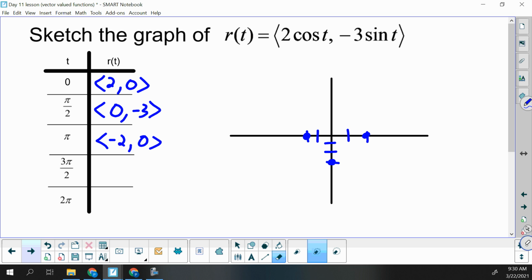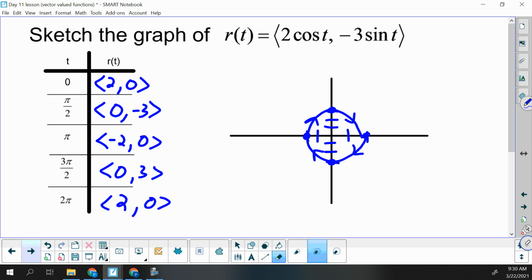3 pi over 2, cos is 0. Sine is negative 1, so when you do times the negative 3, that gives us positive 3. And our last one, when we put in 2 pi, cos of 2 pi is just 1, so we're back at 2. Sine of 2 pi is 0. So we started here, and we went around this way. So our arrows should go like that.